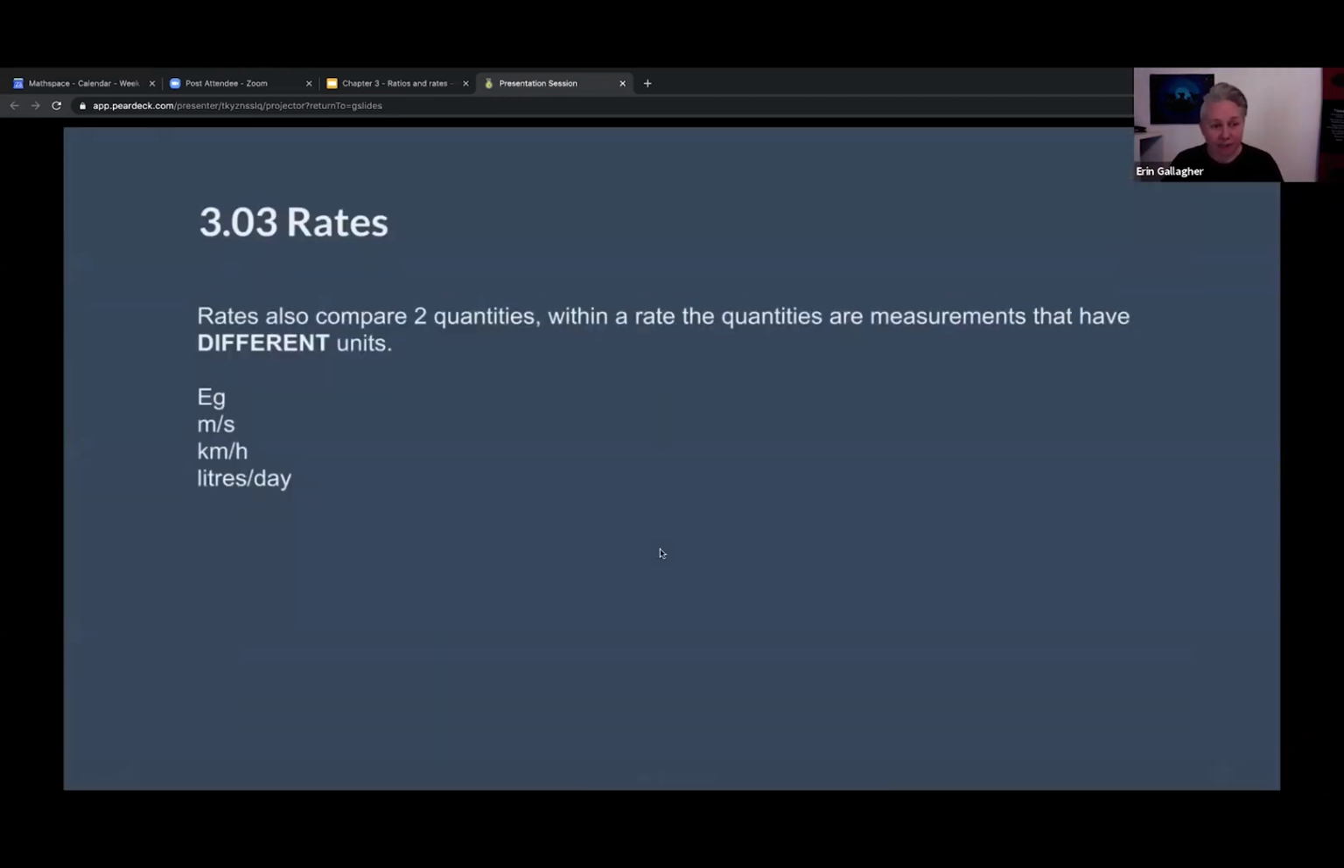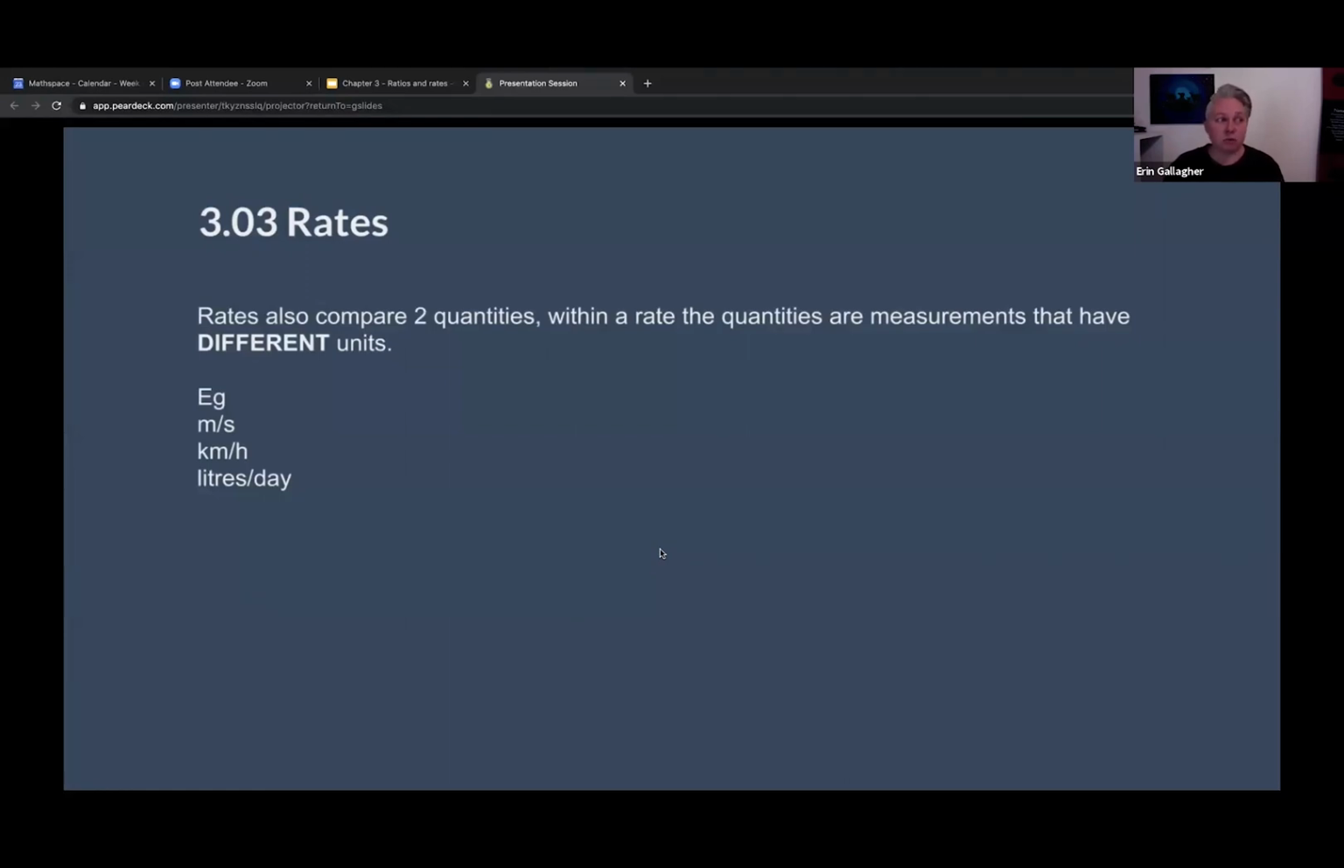Okay, so that's ratios. Okay, well, the key points there, we're comparing the relationship between 2 quantities. The order mattered, the context mattered, and we had to keep the proportion the same. Well, rates are basically like ratios, except we write them a slightly different way. And the key thing about a rate is that they have different units. We're comparing 2 different quantities.